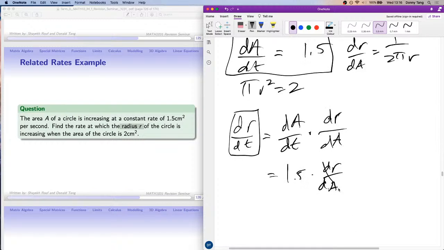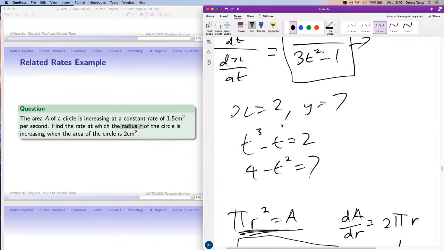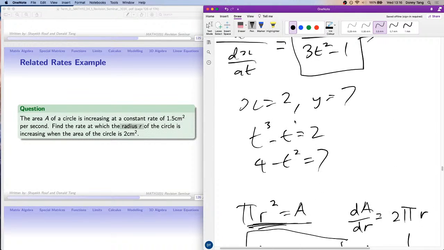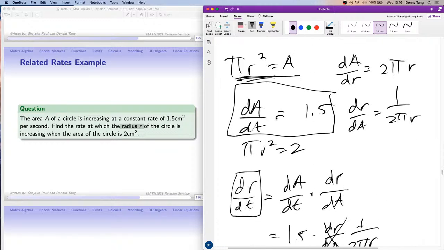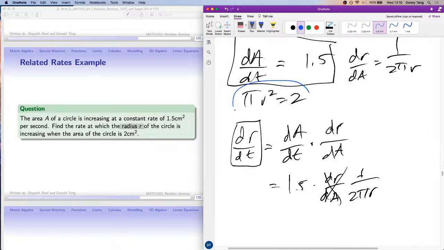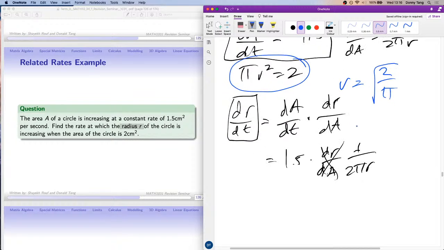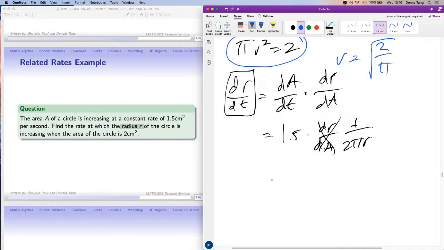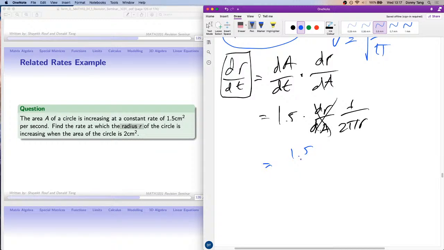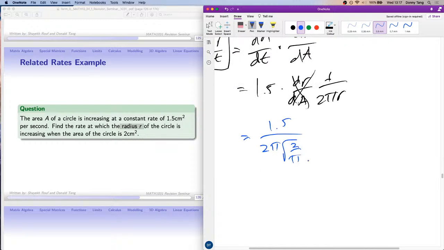So this is going to be 1 on 2 pi r. And then we're going to go here and we're going to solve for r. So r is going to equal the square root of 2 on pi. And we're going to sub it into here. So, okay, this looks pretty convoluted, but it's 1.5 on 2 pi times square root 2 on pi, like so.